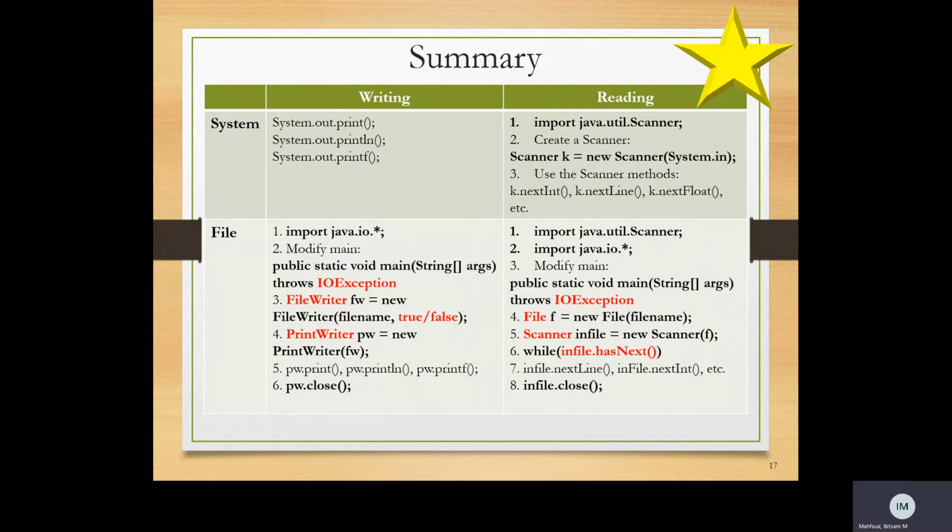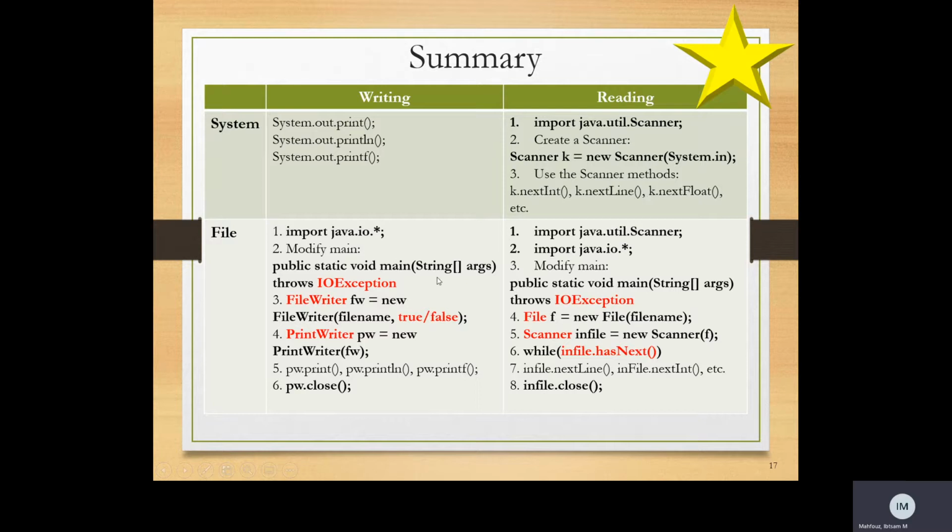So we've talked about reading and writing using the system and using files. This table is basically a summary of what needs to be done when you're dealing with the system and when you're dealing with the file. So we learned when we're using system, we use System.out.print, println, printf. When I'm reading, I had to import java.util.Scanner. I had to create my Scanner object to point to System.in, and then I used the appropriate method to read the data. So this is what we did before.